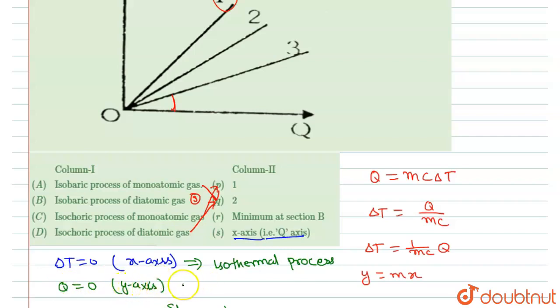So if delta Q is equal to 0 for the y-axis, it means this process is an adiabatic process. So in this way we can answer this question.